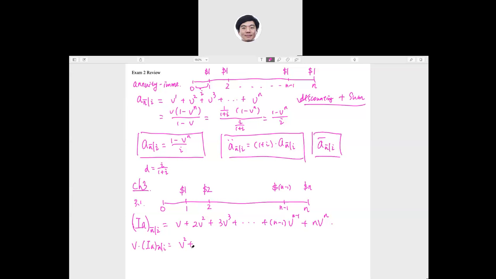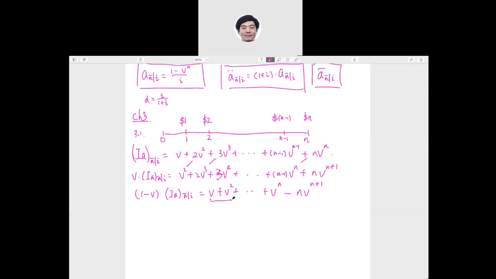And then you get v squared, 2v cubed, 3v to the 4th, (n minus 1)v to the nth, n times v to the n plus 1. Okay, and then we do subtraction, but move one position to do the subtraction, okay? Then what do you have? 1 minus v times (Ia). So the first one I keep, and the second one would be 2v squared minus v squared. So v squared goes all the way to v to the nth, and then I have one more term, which will become negative, right?